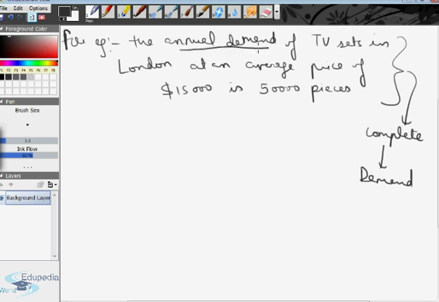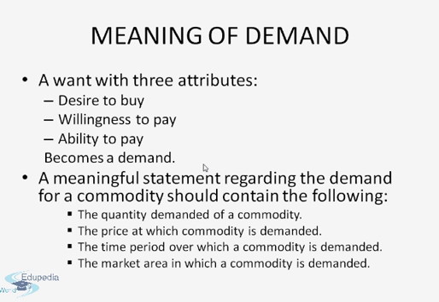Now this particular statement is complete in terms of what the demand of TV sets is, because it is telling about the time period in which the commodity is demanded, the area in which the commodity is demanded, the price at which the commodity is demanded, and also the quantity of the commodity demanded. Thus, a meaningful statement regarding the demand for a commodity should contain quantity demanded, price, time period, and market area. Then it will become meaningful for a business organization.